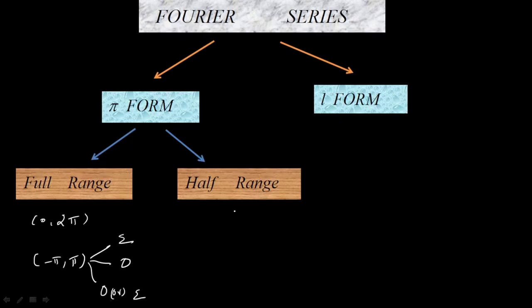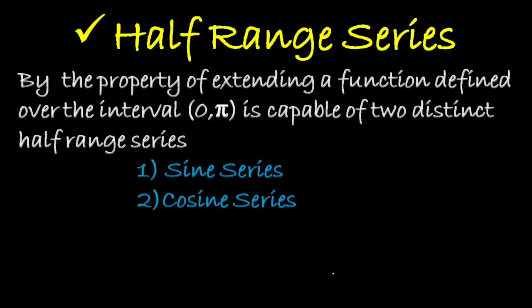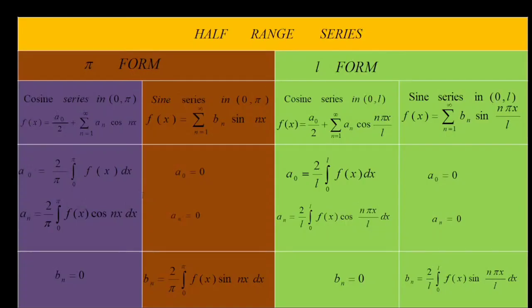Next we move on to half range. Instead of defining the function in a full range like 0 to 2 pi or minus pi to pi, sometimes the functions can be defined in a range like 0 to pi. So in such cases we can extend this function either in terms of sine series or cosine series based on our convenience. Okay. So now let me move on to the concept of half range series. For the property of extending a function defined in an interval 0 to pi, we have to give two distinct half range series, that is in terms of sine series or cosine series.